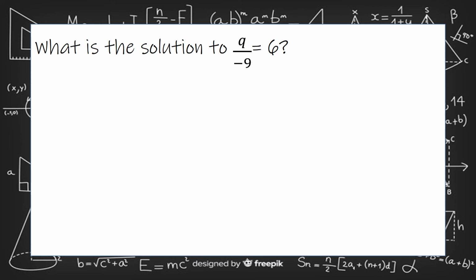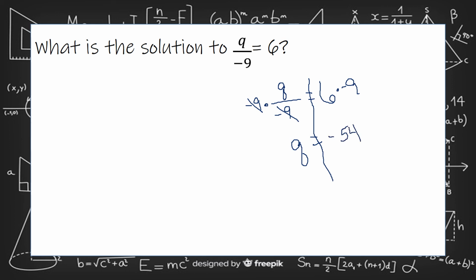Q divided by negative 9 equals 6. I'm going to rewrite this one because it's kind of hard to work right up there with it. If I'm dividing by a negative 9, I want to get rid of that. So the opposite of divide by negative 9 is to multiply by negative 9. So I'm left with Q equals 6 times negative 9, which is negative 54. So the solution to this one is Q equals negative 54.